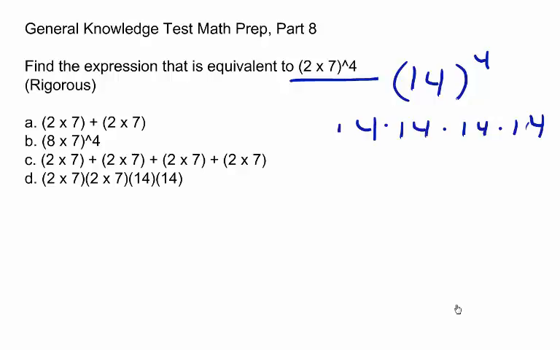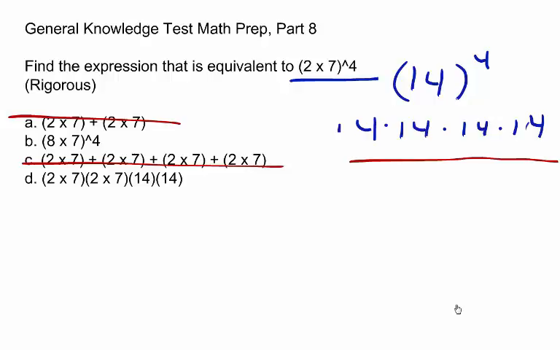So, which of the given expressions is the closest? Well, first of all, I know that anything that involves addition is not going to be equivalent, because you can see here that we have 14 multiplied by itself 4 times. So that means that A can go and C can go. Now what's left is to choose between B and D.